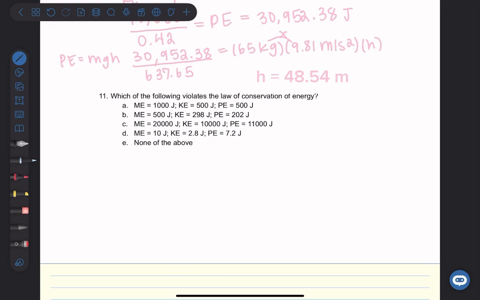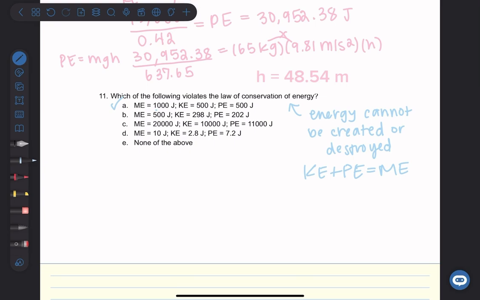Which of the following violates the law of conservation of energy? So this states that energy cannot be created or destroyed. So we want to have the kinetic energy and the potential energy equal the mechanical energy. Okay, so the mechanical energy is 1,000. 500 plus 500 is 1,000. That's good. The mechanical energy is 500. The kinetic is 298. And the potential is 202. They both add up to 500.